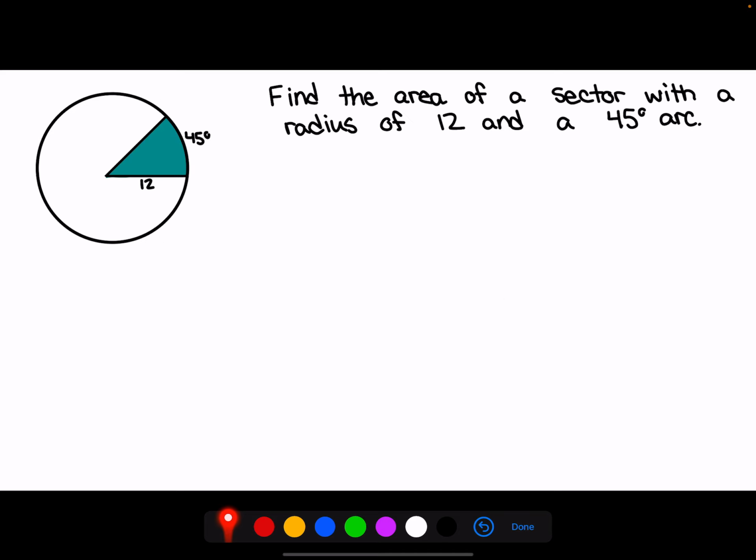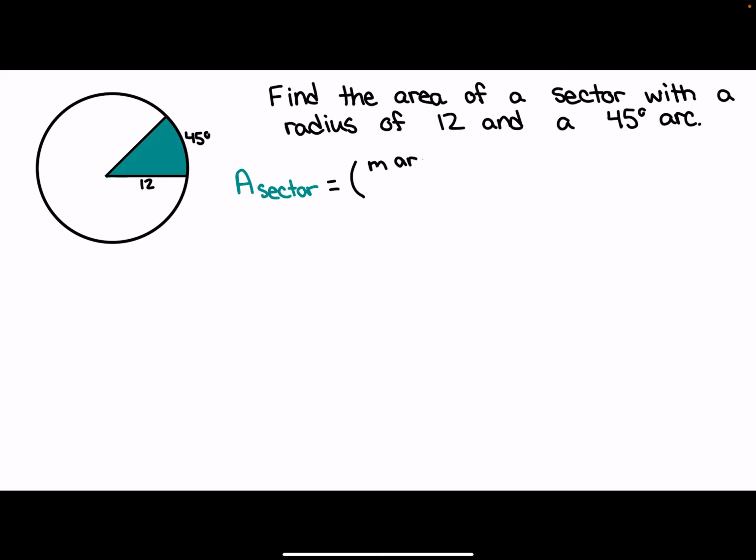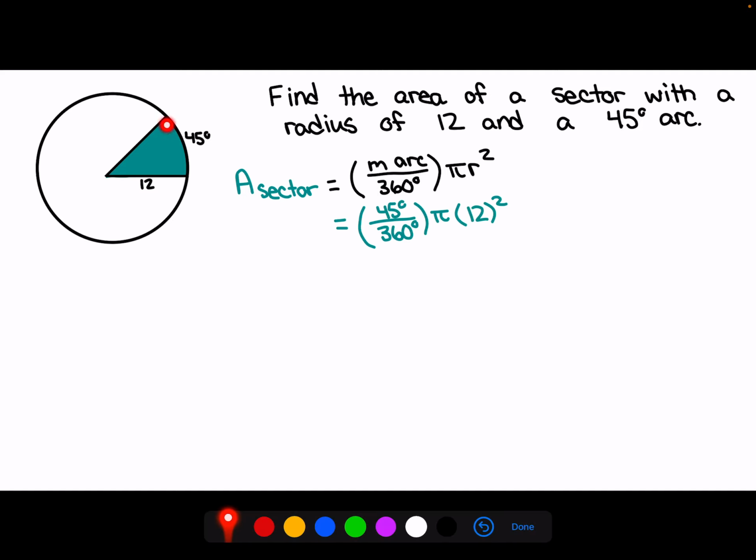All right, let's go ahead and try out a practice problem with this. We'd like to find the area of a sector with a radius of 12 and a 45-degree arc. So since we're dealing with the area of a sector, of course, the area of my sector is equal to my arc over 360 times pi r squared. In this case, my arc is 45 degrees, because again, it would be the same as my central angle. So I have 45 degrees over 360 degrees total times the area of my circle, pi r squared. The radius is 12, so I have pi times 12 squared.